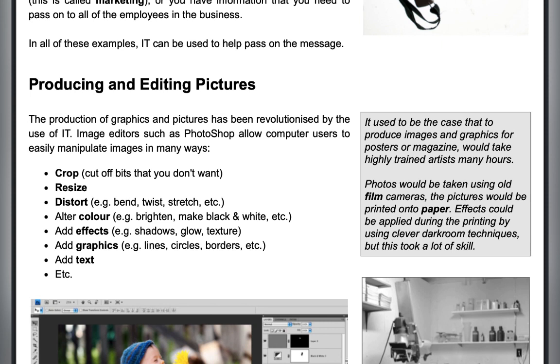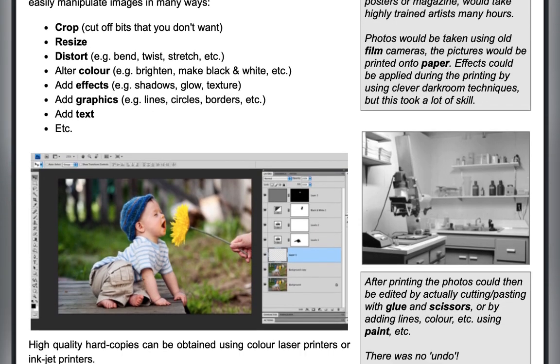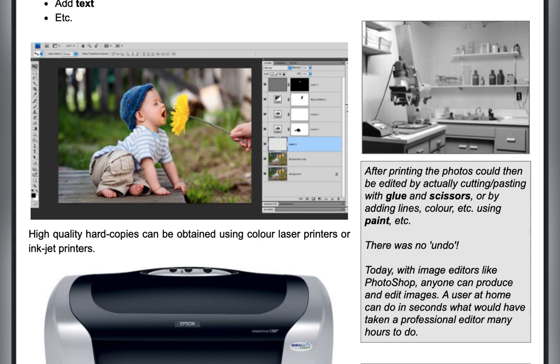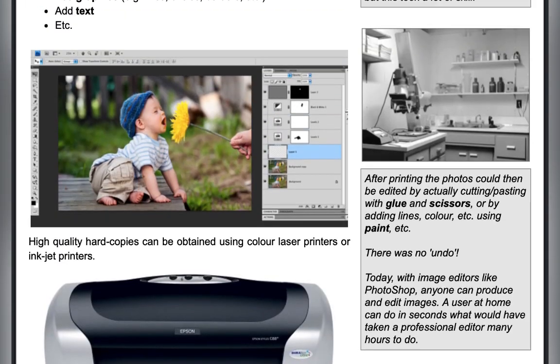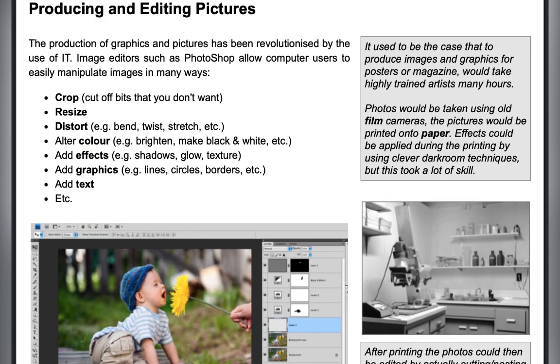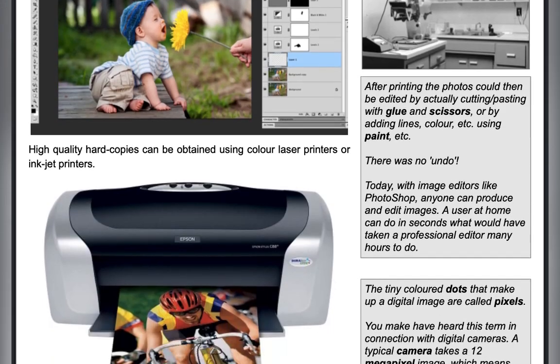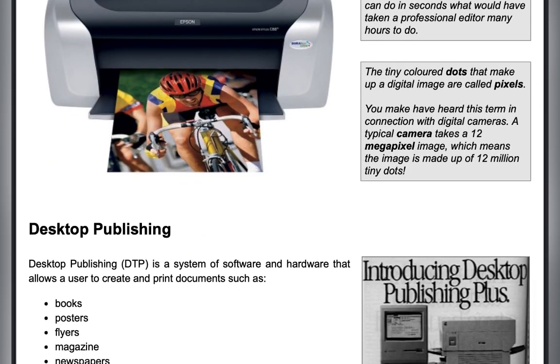Image editors such as Photoshop allow computer users to easily manipulate the images that we have today. We can crop pictures, resize them, distort them, add effects, colors, graphics, and whatever we mentioned. Okay, so we can print color pictures and so on and so forth. So this is one way we have enhanced communication. We produce and edit pictures that can be sent to others.